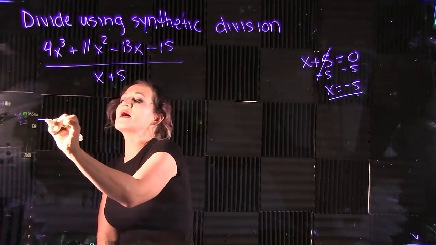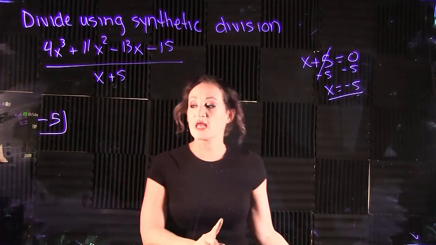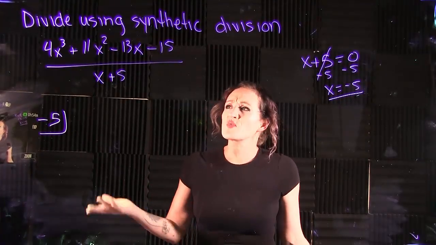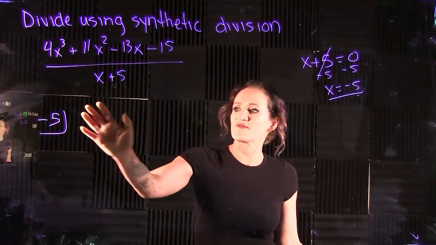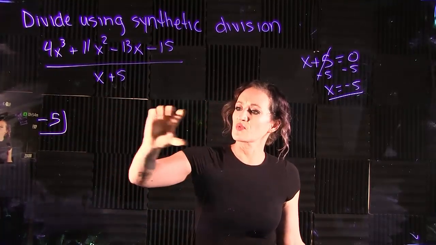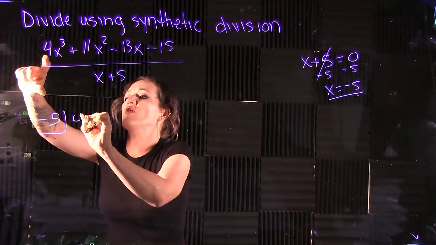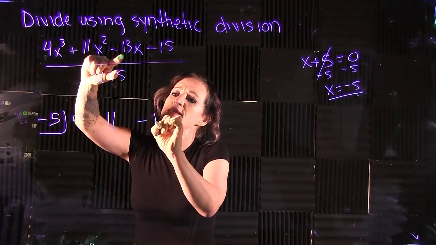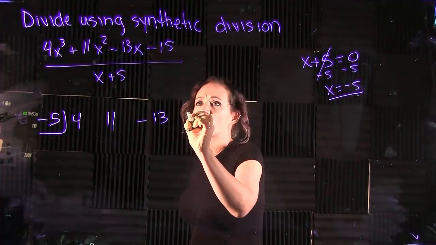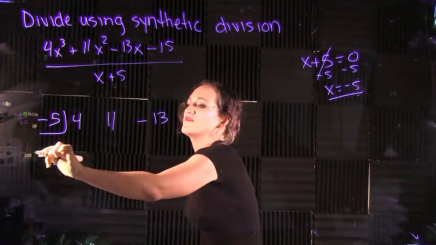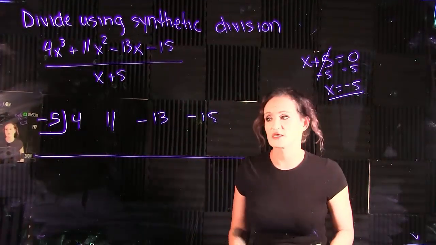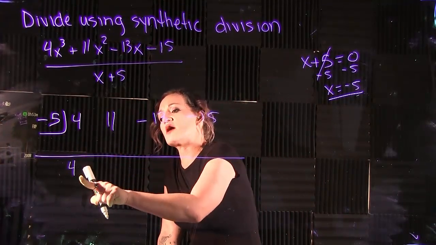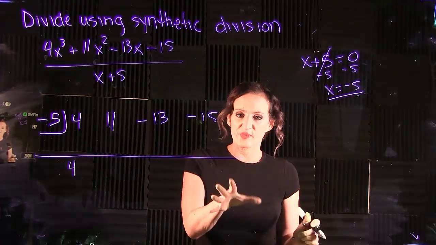So that means negative 5 is going to be the number that we put in the box to do our synthetic division. Otherwise, the numerator gives us our coefficients that we're going to put in right over here. We have 4 for our x cubed, 11 for x squared, negative 13 for x to the first, and then a negative 15 for our constant. Draw your line, drop down the first number that's outside the box so we can prepare to divide.